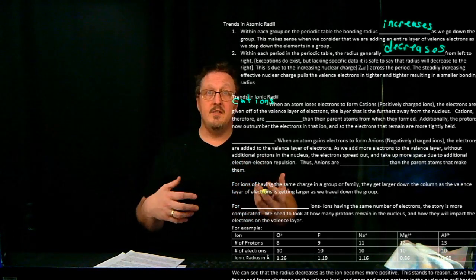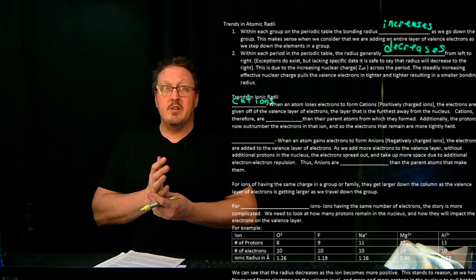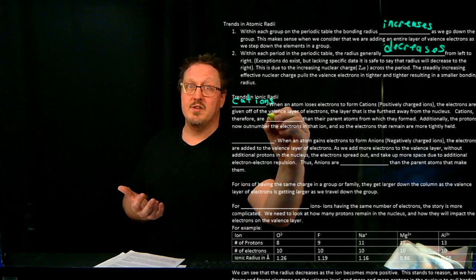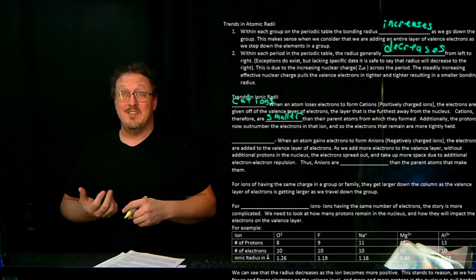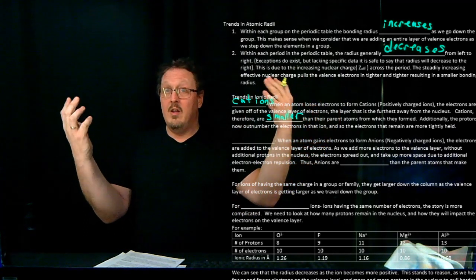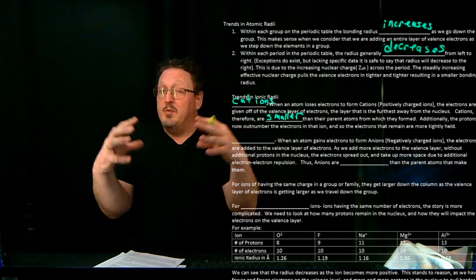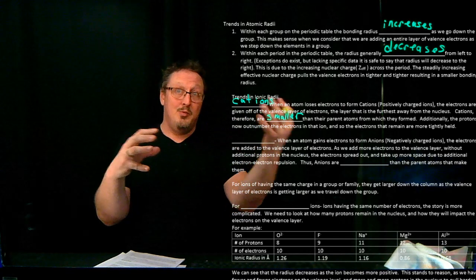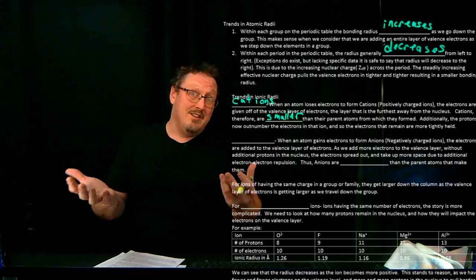So for cations, the electrons are given off from the valence level, the layer furthest away from the nucleus. So cations are smaller than the parent atoms from which they form, because they're giving away electrons on the outside. Now, the electrons that are left behind, be they valence electrons or core electrons, are going to be more tightly held, because you have more protons pulling on fewer electrons, and so they tighten in a little bit more. So they actually get a little smaller.